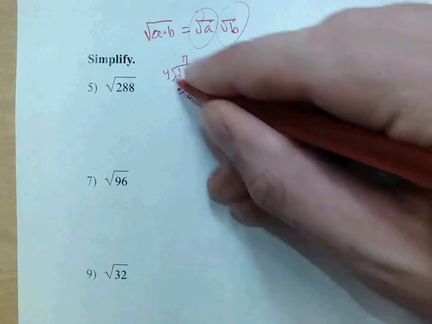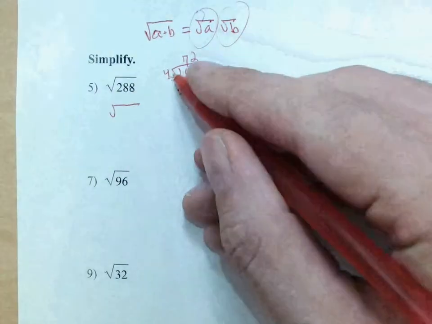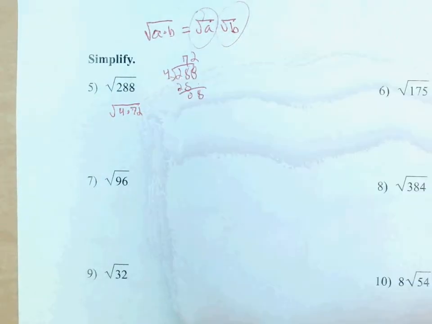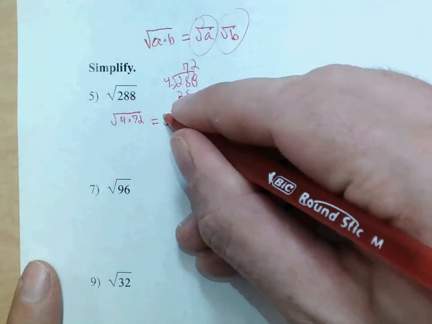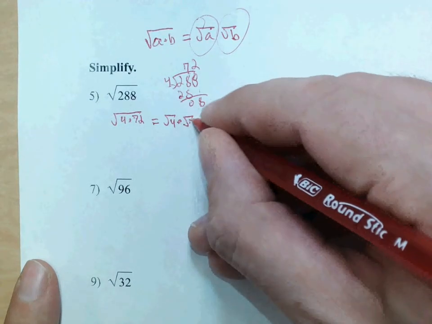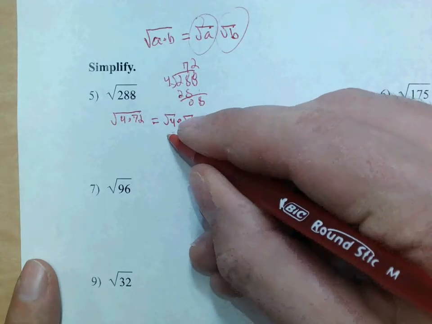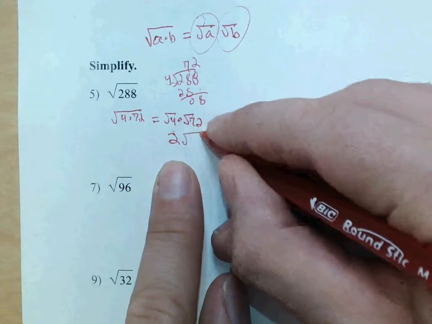And then we can bring down the 8. 4 goes into 8 2 times. So I can rewrite this as the square root of, instead of 288, square root of 4 times square root of 72. And this is helpful because we can do the square root of 4. The square root of 4 is 2. It's not a square root anymore, so it's a little bit more simplified.